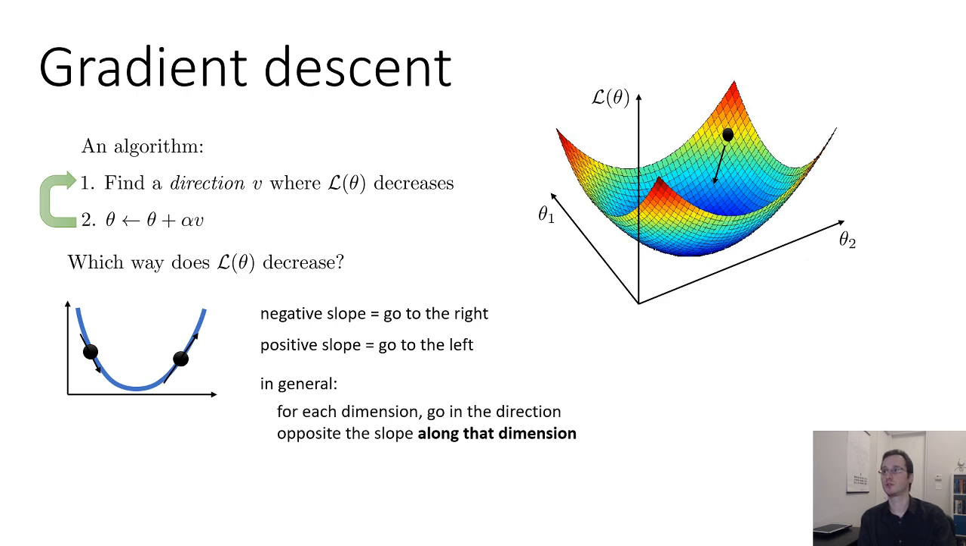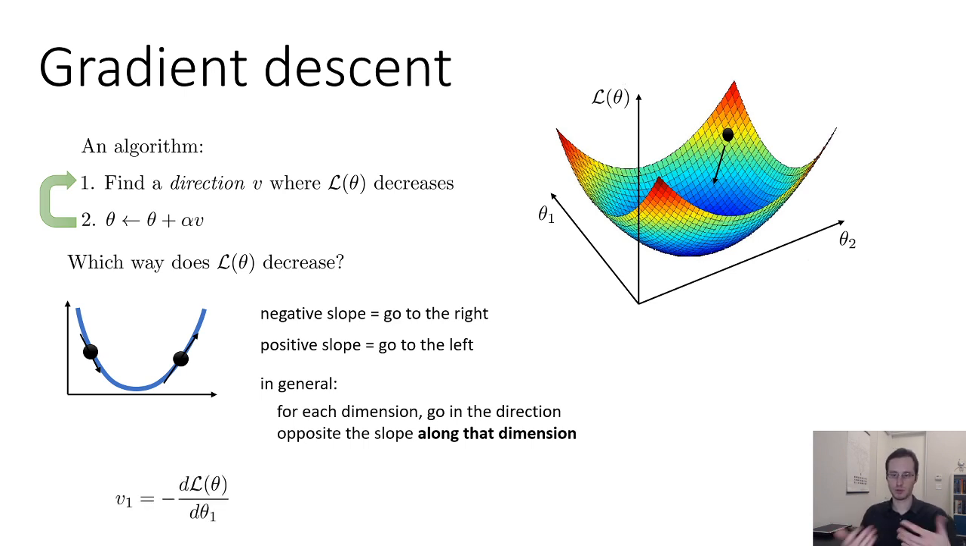In general, you could imagine taking a high-dimensional function and just considering each dimension separately. For each dimension, figure out if the slope is positive or negative. If it's positive, then you move to the left along that dimension, meaning in the negative direction. If it's negative, you move to the right along that dimension, meaning in the positive direction. So for each dimension, go in the direction opposite the slope along that dimension. And what is a slope? Well, a slope is just a derivative.